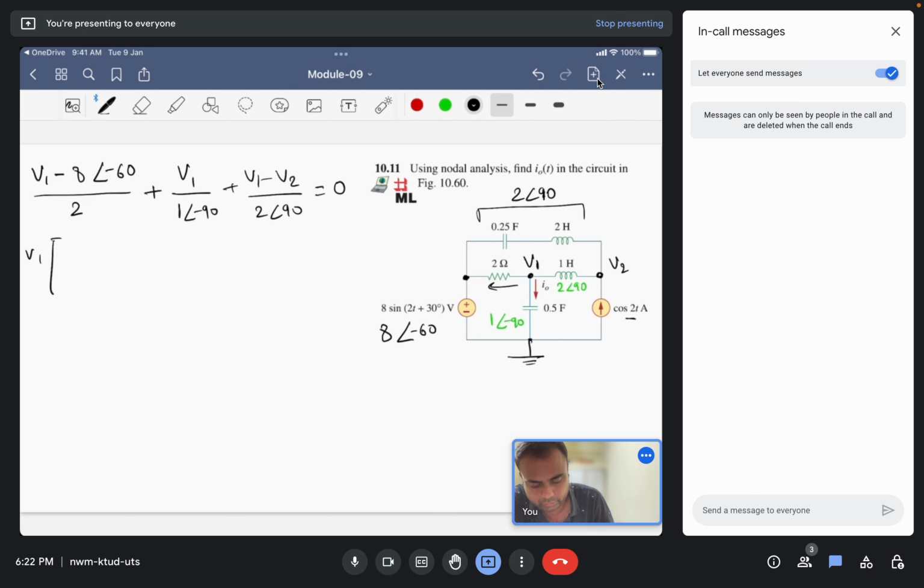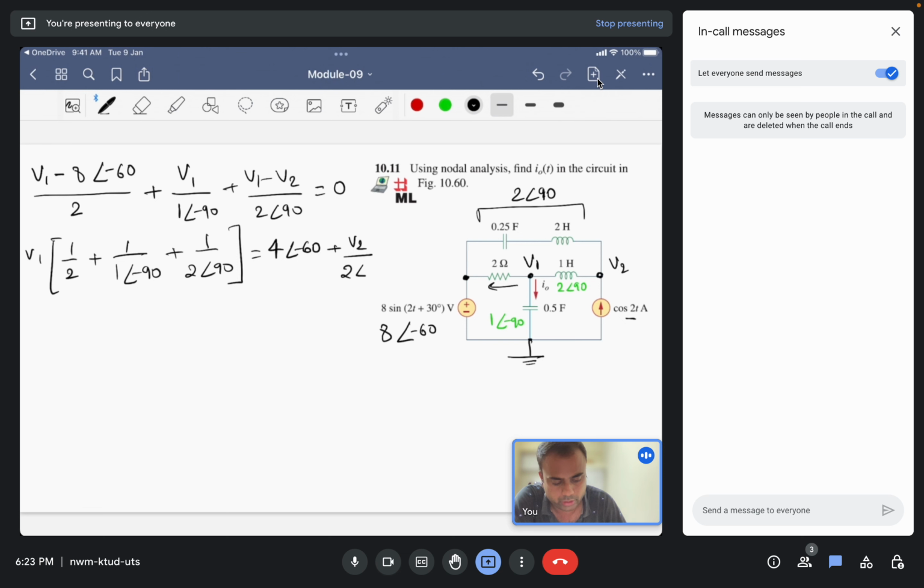Taking V1 common: 1 by 2 plus 1 upon 1 angle minus 90 plus 1 by 2 angle 90 is equal to the numerical portion here, 8 divided by 2 is 4, so 4 angle minus 60, plus V2 divided by 2 angle 90. So this is our equation number 1.